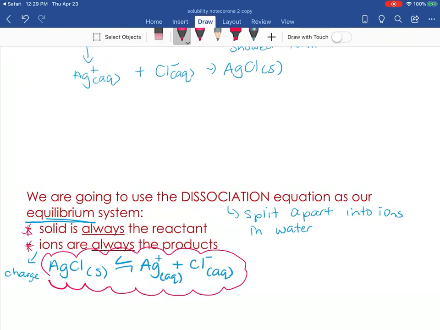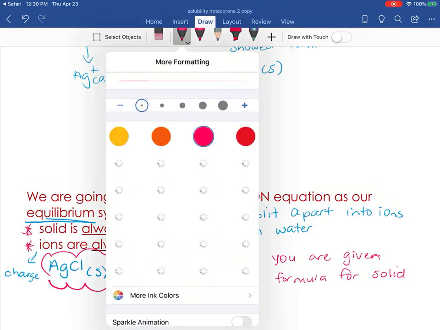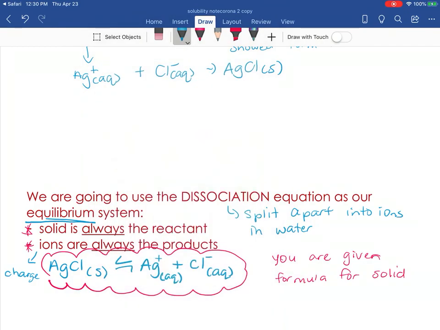So you're going to have to write your own expressions like this dissociation equation. So you should remember these two ideas. Solids are always on the reactant side, ions are always the products, but I will give you the formula for the solid. You don't have to stress about the crisscross rule and all that kind of stuff.